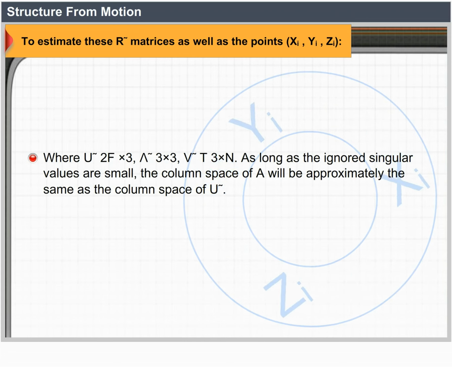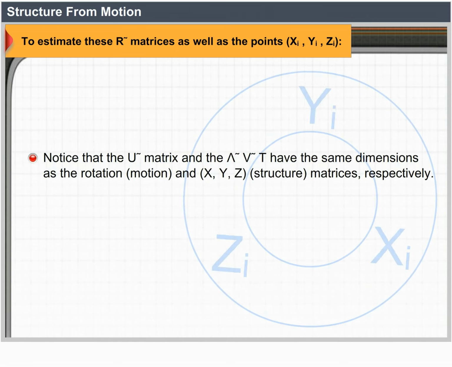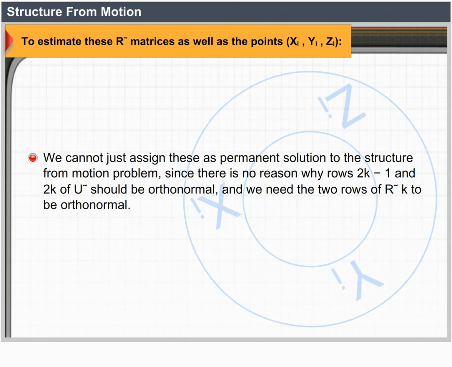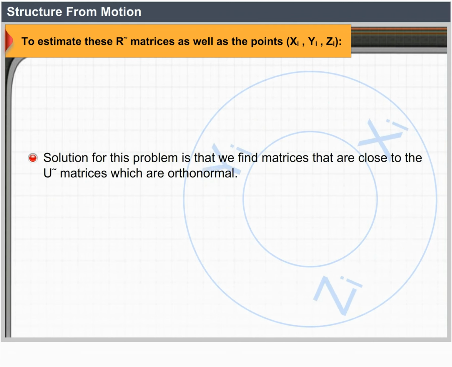As long as the ignored singular values are small, the column space of A will be approximately the same as the column space of U dash. Notice that the U dash matrix and the Σ dash V dash to the power t have the same dimensions as the rotation, motion, and XYZ structure matrices respectively. However, we cannot just assign these as our solution to the structure from motion problem. There is no reason why rows 2k-1 and 2k of U dash should be orthonormal, and we need the two rows of R dash k to be orthonormal. To solve this problem, we find matrices that are close to the U dash matrices that are orthonormal.